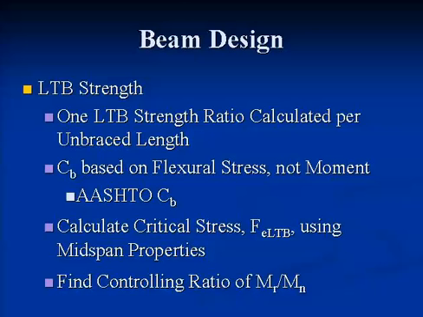So I'm just going to give you a couple of highlights on the content. In beam design, we look at one lateral torsional buckling strength per unbraced length. What's new is that we're using the C sub B that comes from AASHTO, basically. The current equation in the specification has a bunch of M's: M at A, M at B, M at C, and M max.